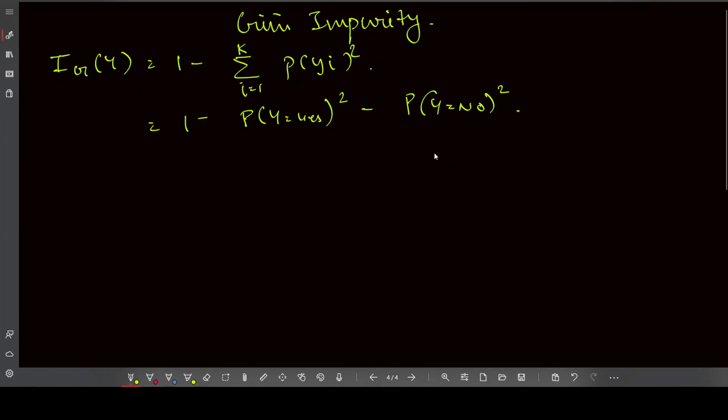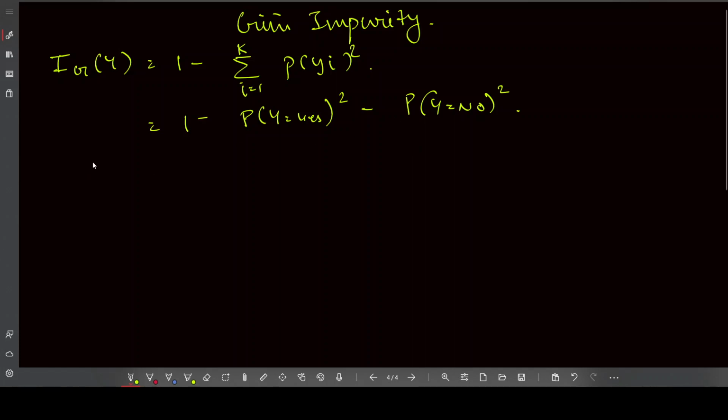Okay, so where is Gini impurity used? Well, Gini impurity can be used instead of using entropy. We saw how we used entropy to build the decision tree, right? We can do the same thing. All we have to do is replace entropy with Gini impurity and then calculate the information gain the same way that we did.